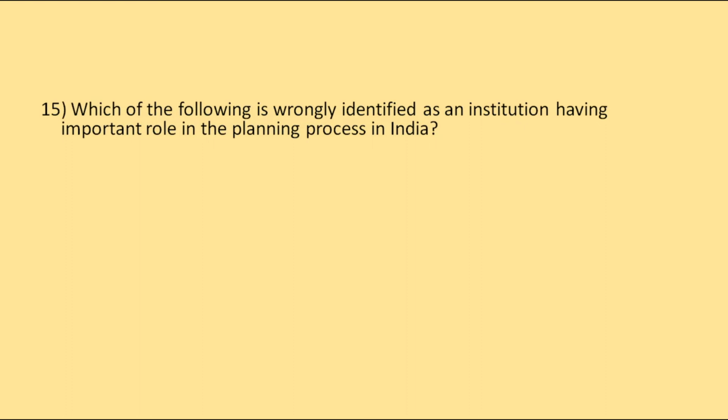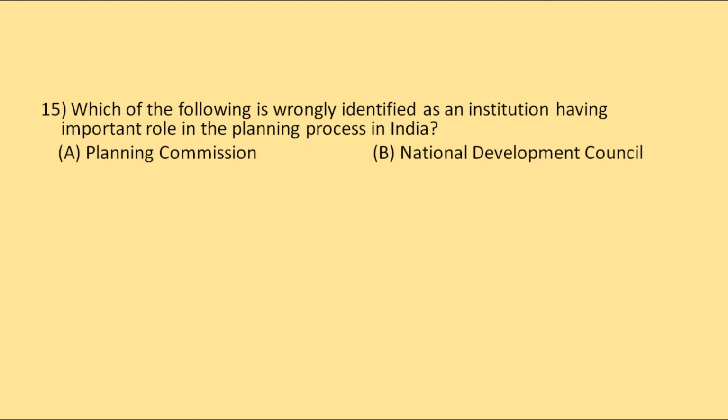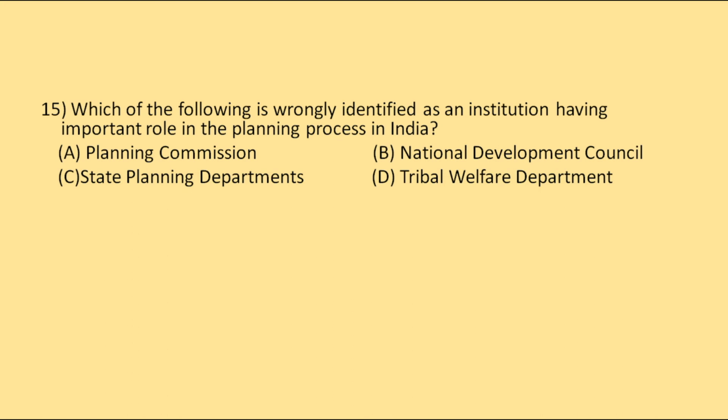Then, which of the following is wrongly identified as an institution having important role in planning process in India? Planning Commission, National Development Council, State Planning Departments, or Tribal Welfare Department. So the correct option will be Tribal Welfare Department.